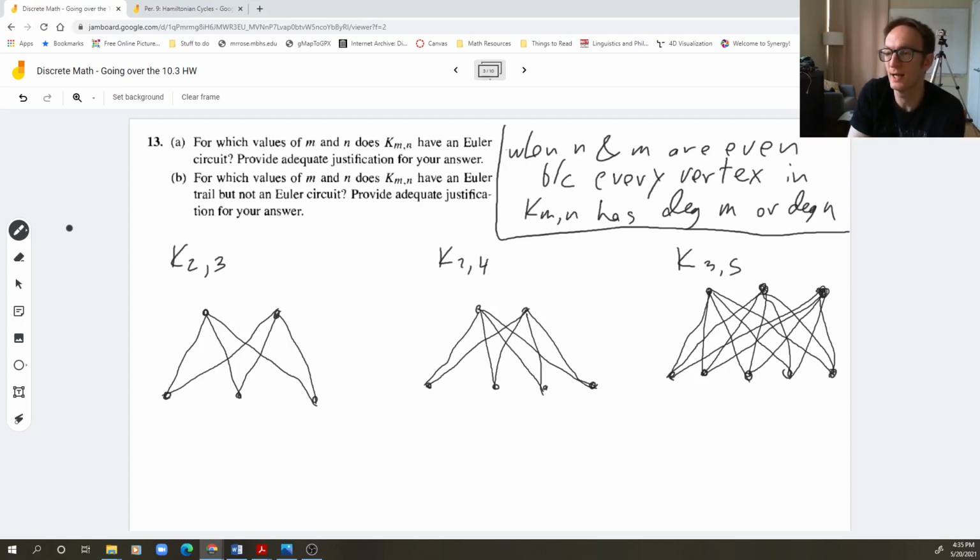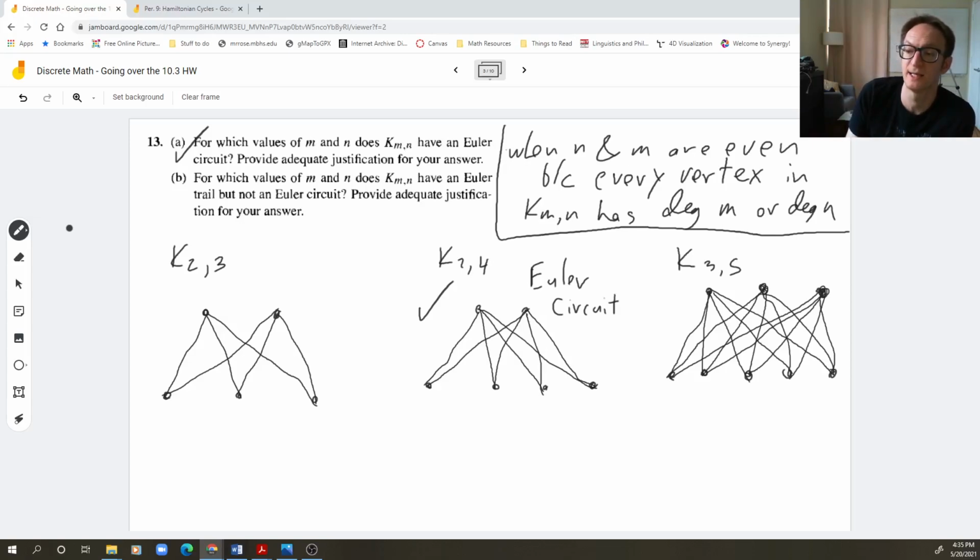Okay. So 13a, done. For which values of m and n does K_{m,n} have an Euler trail but no Euler circuit? Okay, well, I see here that this was actually a little bit dumb. Because this is part B, so there's an Euler circuit for this graph, and now it's not the parity of the sizes of the partitions that matters.